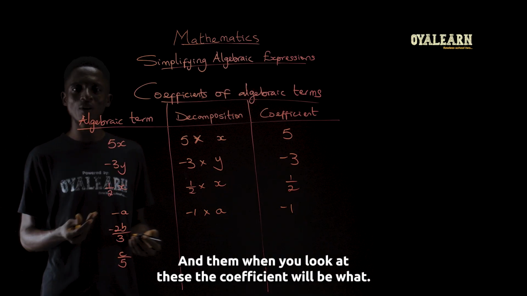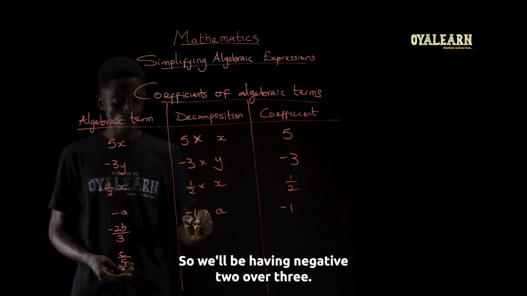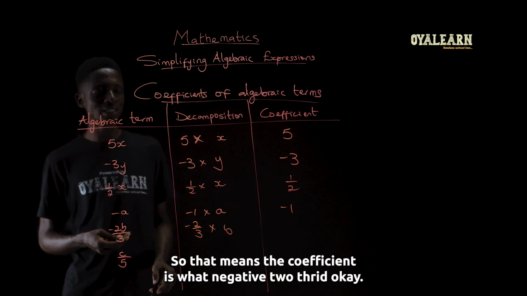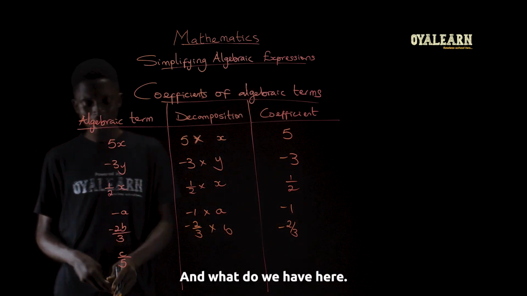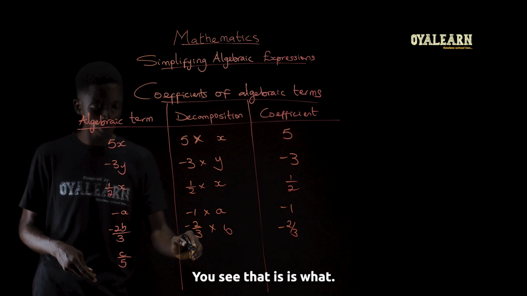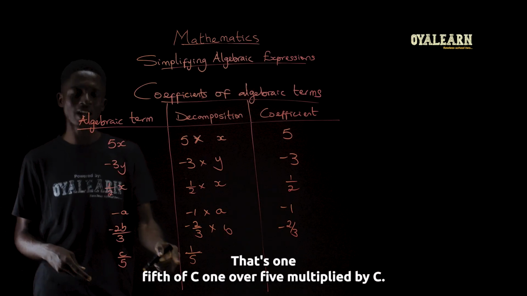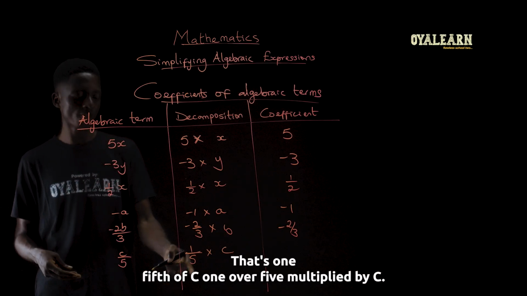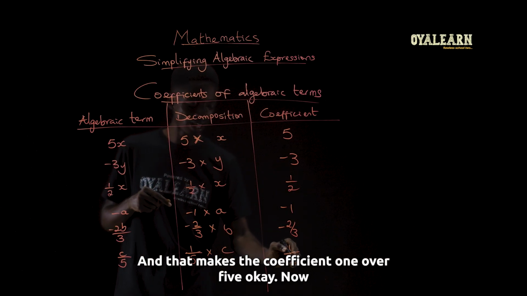And then when you look at this, the coefficient will be what? First, let's decompose. So we'll be having negative 2 over 3, that is negative 2 third, multiplied by b. So that means the coefficient is what? Negative 2 third. Okay? And what do we have here? What do you multiply with c here? You see that it is what? It's not just over 5, it is 1 over 5. So 1 over 5, that's 1/5 of c. 1 over 5 multiplied by c. And that makes the coefficient 1 over 5.